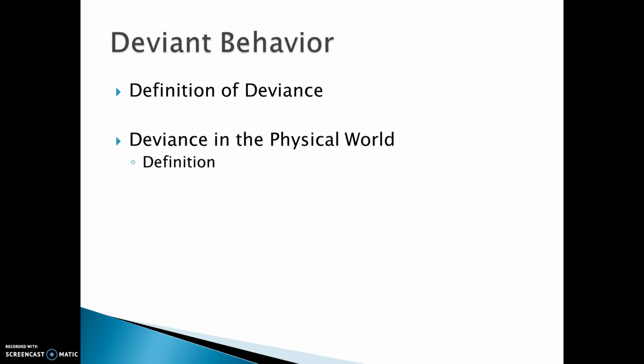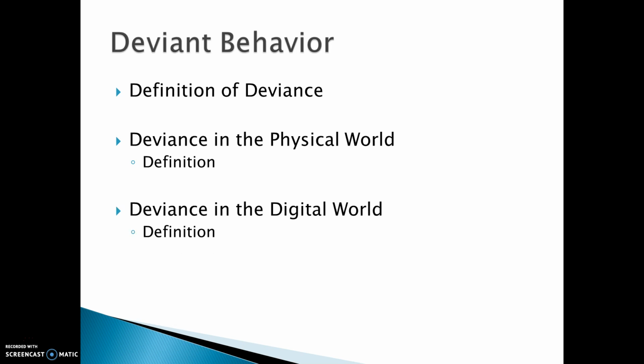Deviant behavior can be defined as an act that is different from what is considered normal or morally correct. Deviance generally has a negative connotation because we often think that things that are different or out of our scope of understanding are bad or unacceptable. Specifically, deviance in the physical world is defined as deviance that takes place in our society, that is, it's in the physical world. Deviance in the digital world is a deviant act that occurs via the internet.